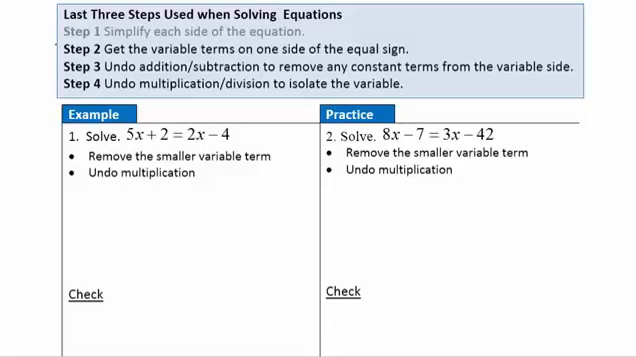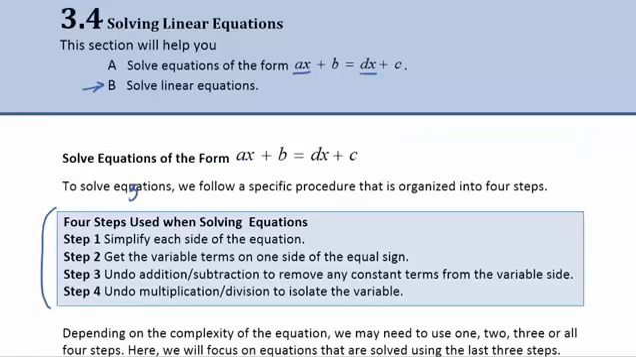Again, here we're using these last 3 steps to solve this equation. We're solving 5x plus 2 equals 2x minus 4. One thing that makes this easier, though it's not necessary, is removing the smaller variable term, because then we won't have to deal with as many negatives in the problem, and that always makes it easier.